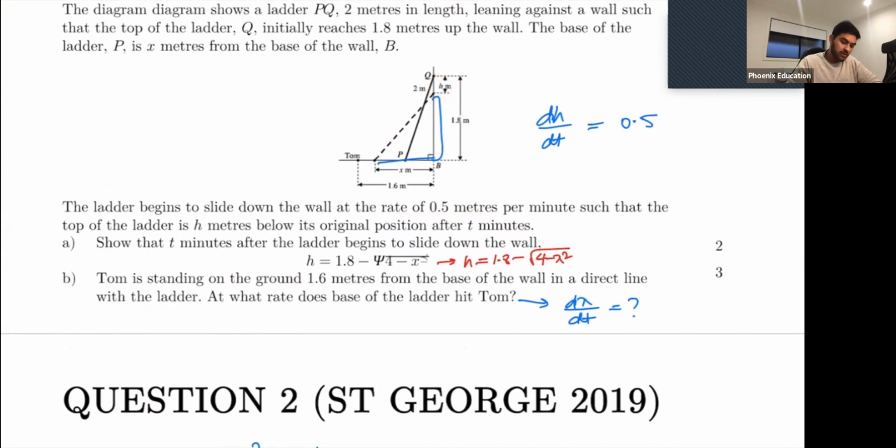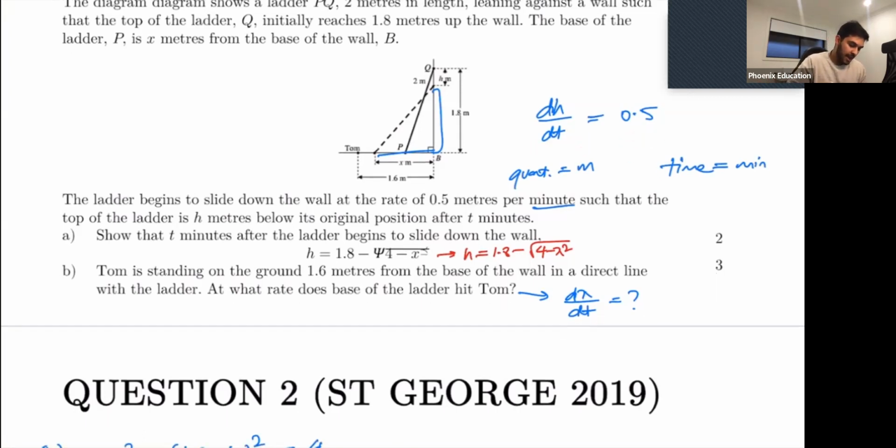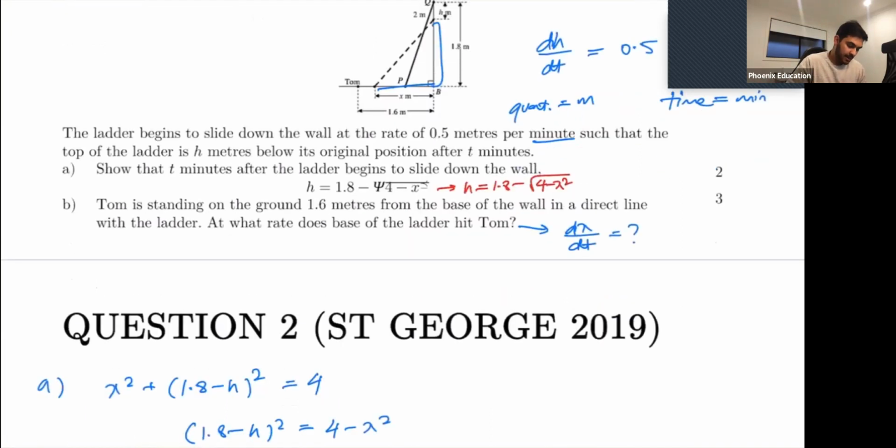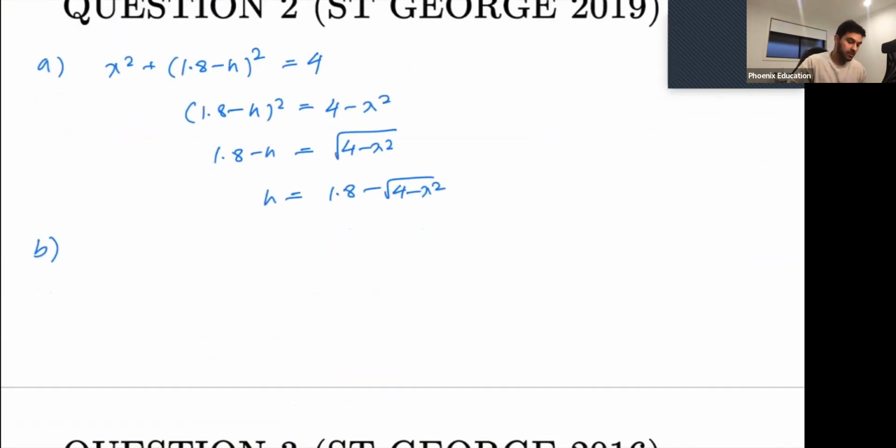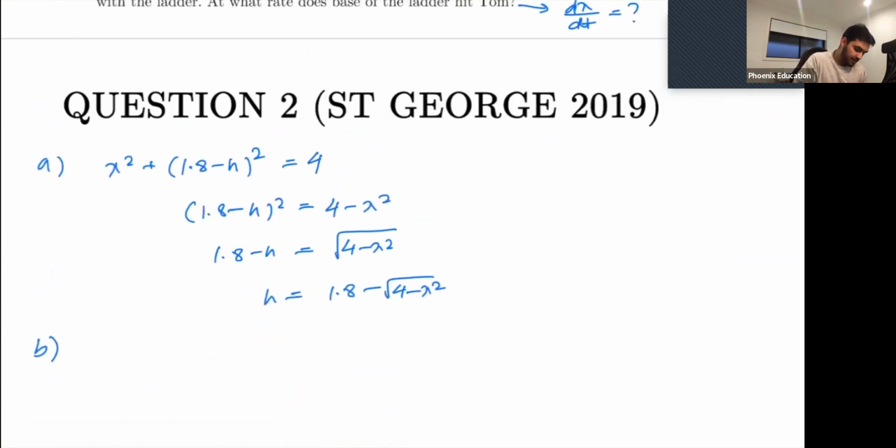Also take note of the units. So we're using minutes for the time, and for the actual quantity that we have, we're using meters. Okay, this will be important when we assemble a final answer. Okay, we have this quantity, we want to work this quantity out, and we will need to find another quantity. But for now, let's actually put this all into working.